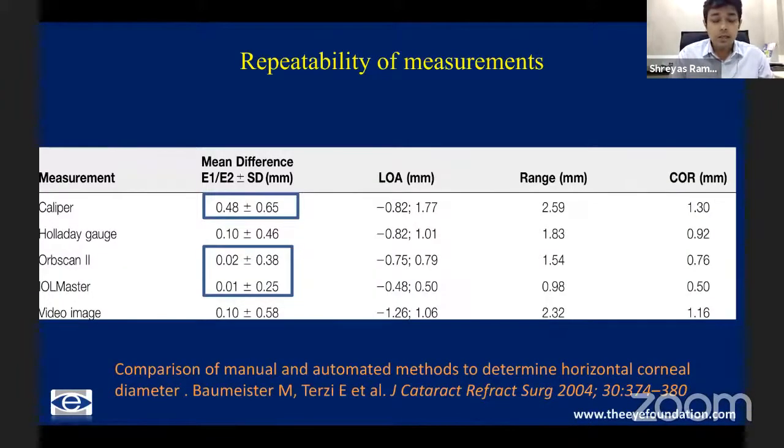This is one study which has been done long back, and has shown that inter-observer variation between two observers can be as high as 0.5 with regards to the caliper. But with the automated devices like your OrbScan, Pentacam, IOL Master, the differences are much smaller. So it's really time that we started slowly shifting from digital calipers to automated measurements.